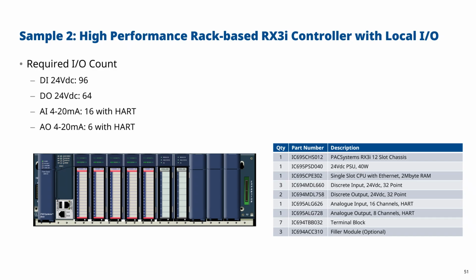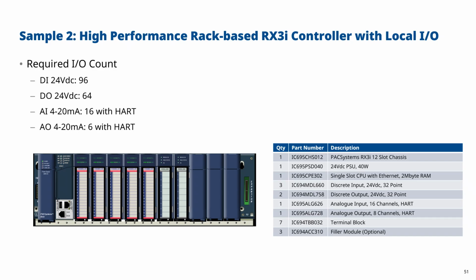That also needs a chassis and a power supply. I then take my modules and I divide them by, in this case for the discretes, it's 32. So I can use a 32 channel module. So I'm using 3 MDL660s, 2 MDL758. I've got 1 ALG626, which is the analog in 16 channel with HART. 1 ALG728, because that's got 8 channels and I only need 6, so that leaves me with 2 spares.